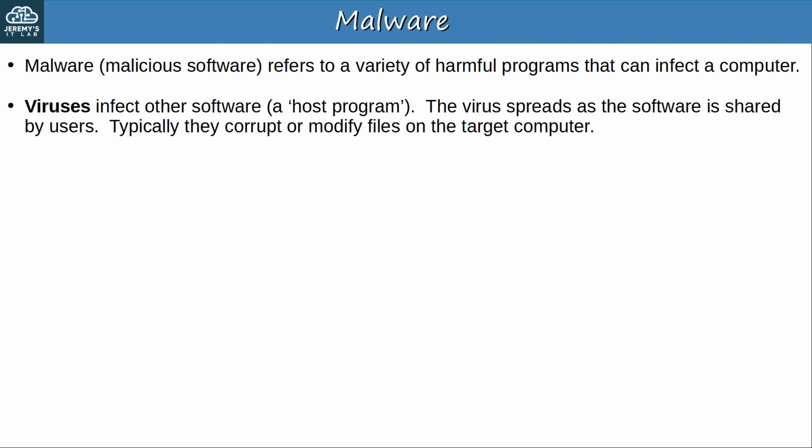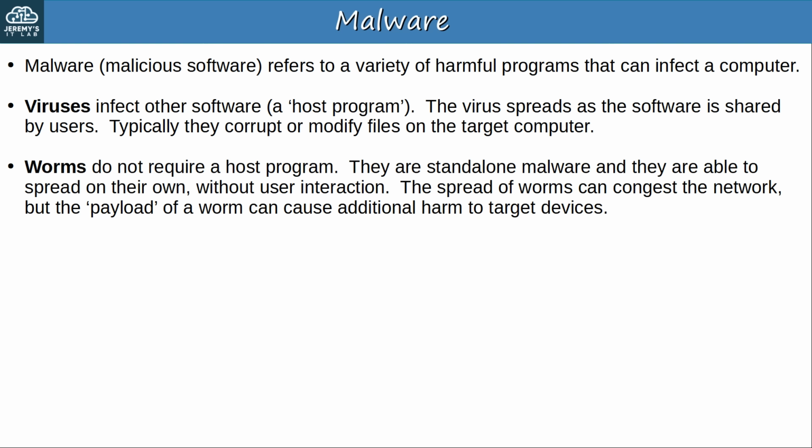the target computer. Then there are worms, which are different than viruses in that they don't require a host program. They are standalone malware and are also able to spread on their own without user interaction. The spread of worms from device to device can congest the network, but in addition to that, if the worm has a payload, other malicious code within the worm, it can cause additional harm to target devices.